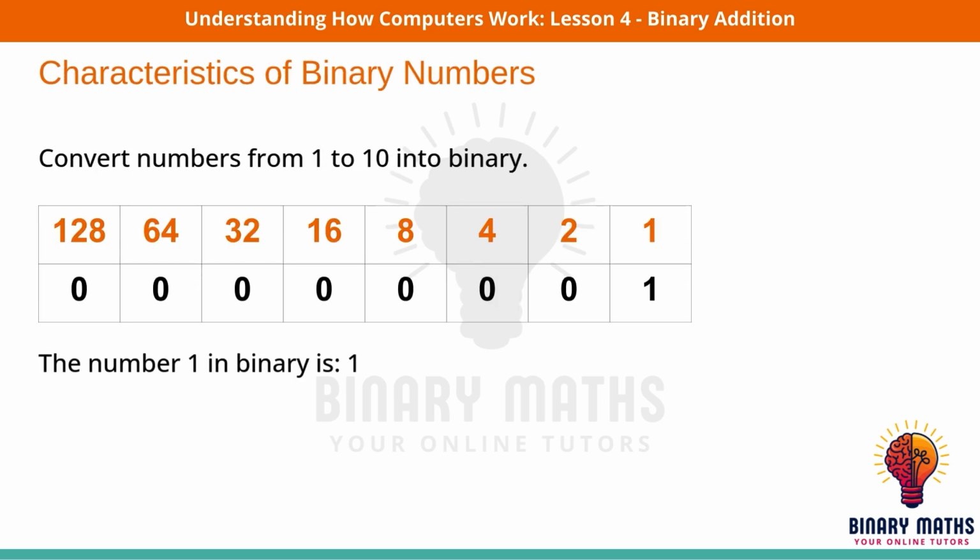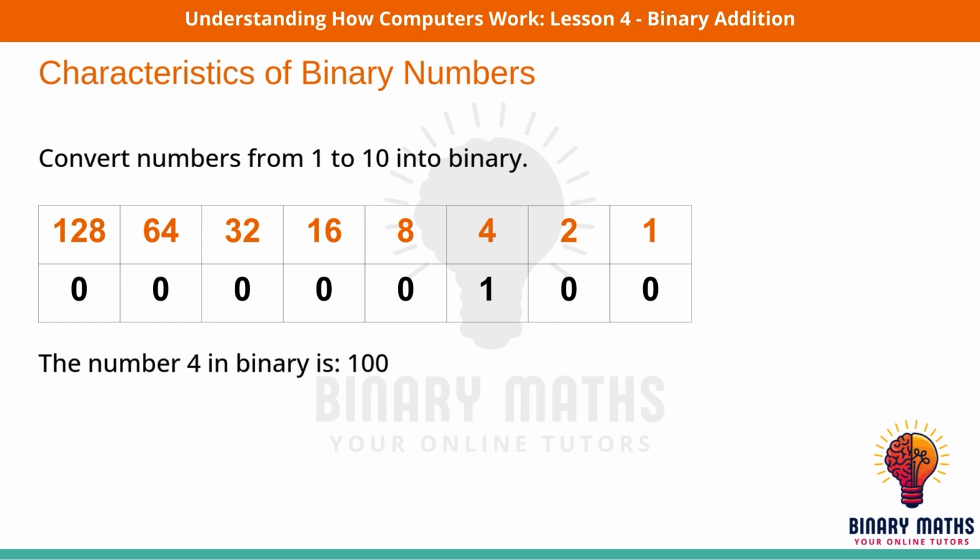To start, let's convert numbers 1 to 10 into binary. For example, the number 1 in binary is 1. The number 2 in binary is 1, 0. The number 3 in binary is 1, 1. The number 4 in binary is 1, 0, 0.